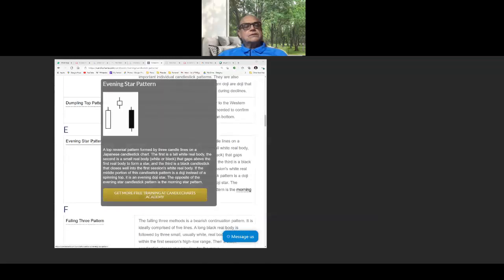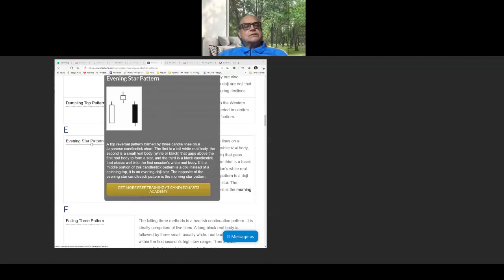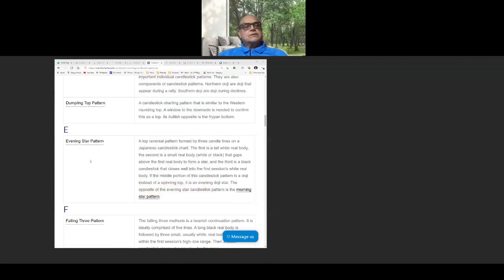Evening star pattern is another one where it gives you something like a doji. It's a small variation that has happened here. If the evening star happens on the top, that means it's a bearish situation. The morning star is like a bullish situation. It's the opposite at the bottom level.